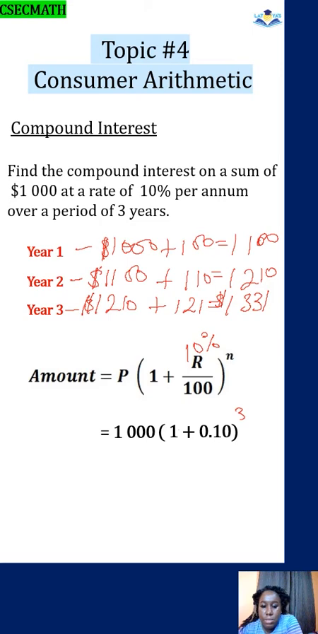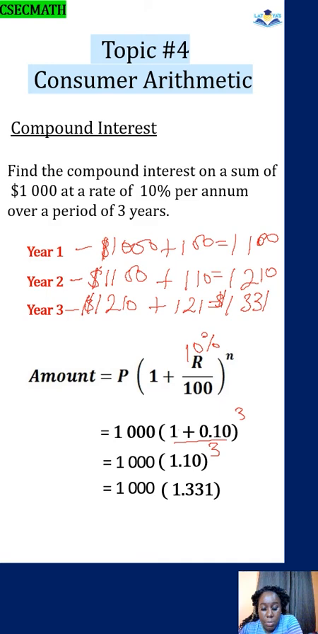Okay, so what we will do is simplify what we have in brackets. 1 plus 0.10 is going to give us 1.10, right? And we are going to raise that to the power of 3. When we do that, we are going to get 1.331. We'll multiply this by 1,000 and we will get $1,331, which is the same thing we got when we did it before.